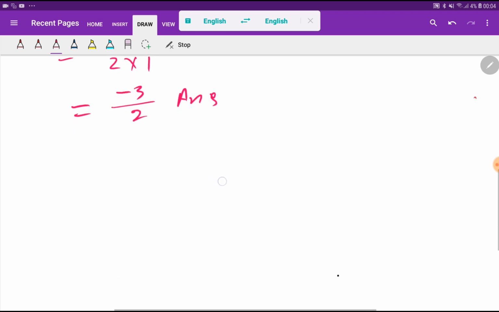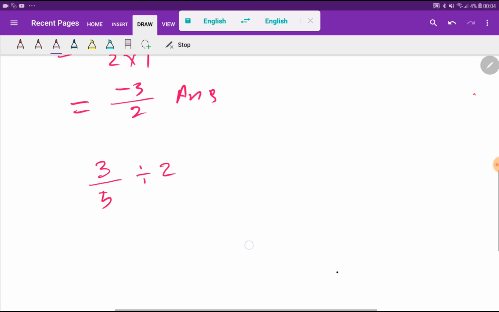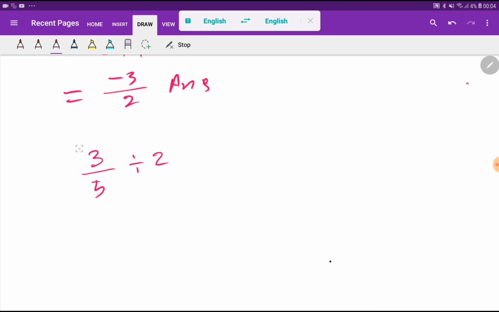So let me take another example. How to divide 3 over 5 by 2. So this 2 is an integer. So how to divide a fraction by an integer or whole number? Okay, so we can write 2 like 2 by 1. Look at here, we can write 2 as a fraction, right? Now 2 by 1 here is the divisor, so the reciprocal of 2 by 1 is 1 by 2.